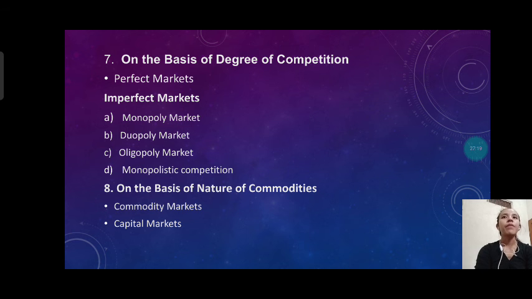Perfect markets. A perfect market is one in which the following conditions hold good. Number one, there is a large number of buyers and sellers. The second is all the buyers and sellers in the market have perfect knowledge of demand, supply, and prices. The third is the prices at any one time are uniform over a geographical area, plus or minus the cost of getting supplies from surplus and deficit areas.